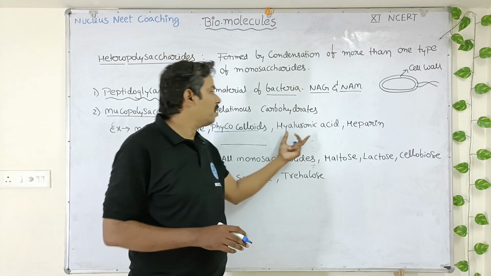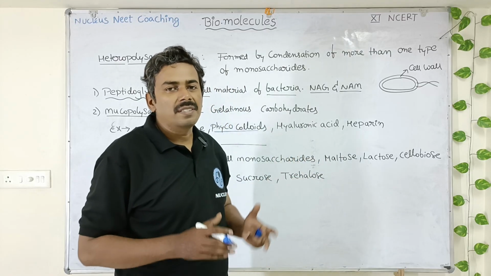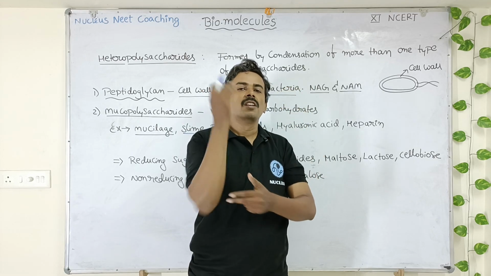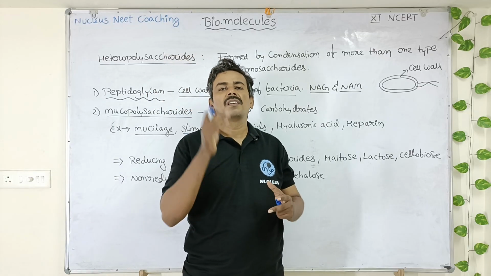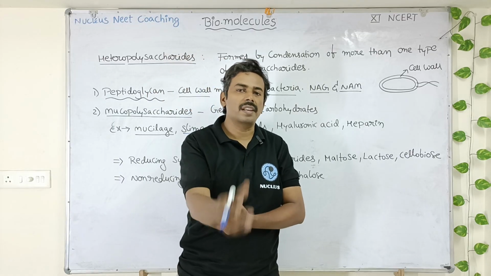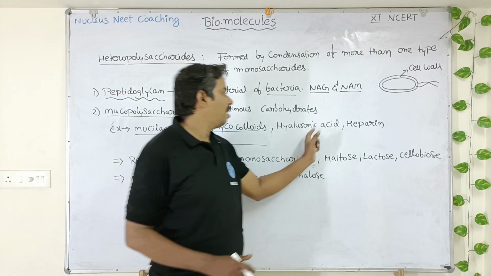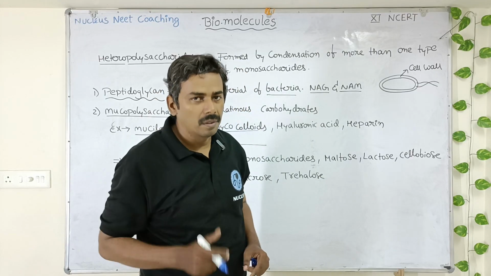Okay, next is hyaluronic acid. It is another heteropolysaccharide which is mainly seen in animals in synovial fluid of joints. So this hyaluronic acid gives a lubricating effect for our joints to move freely. It is also present abundantly in our knee joint, and it is also present in our eyeball.